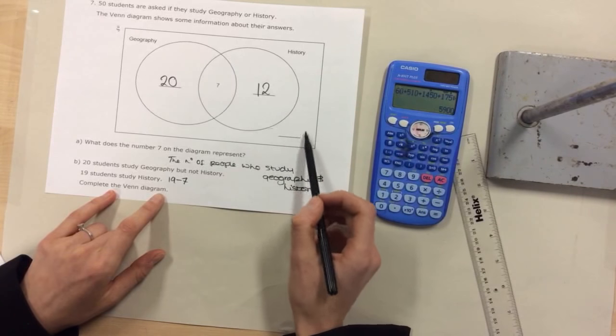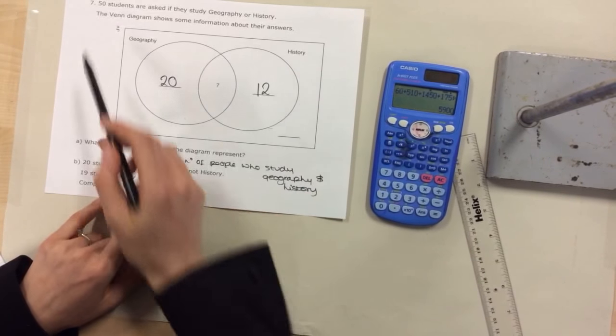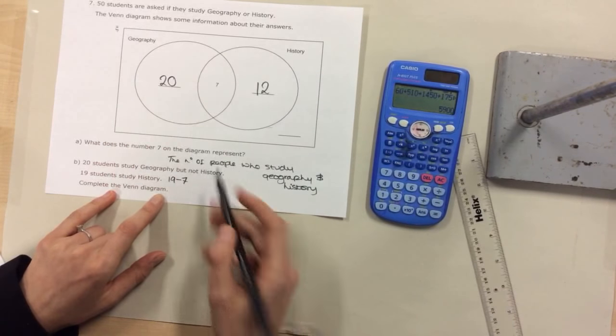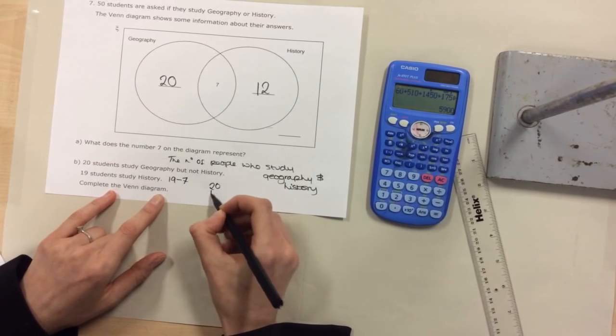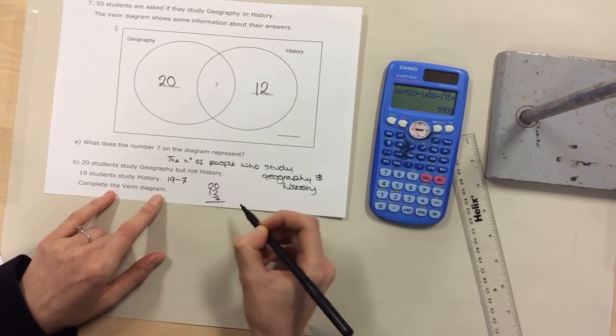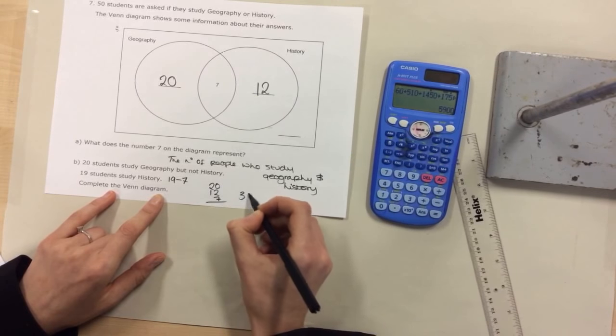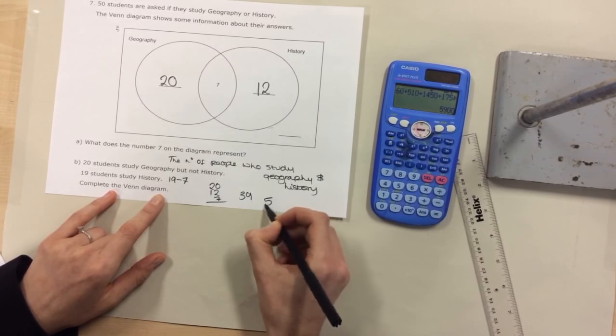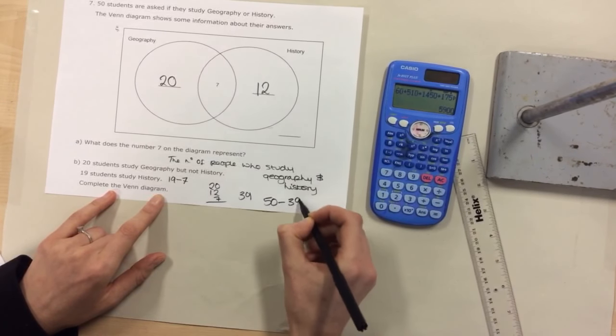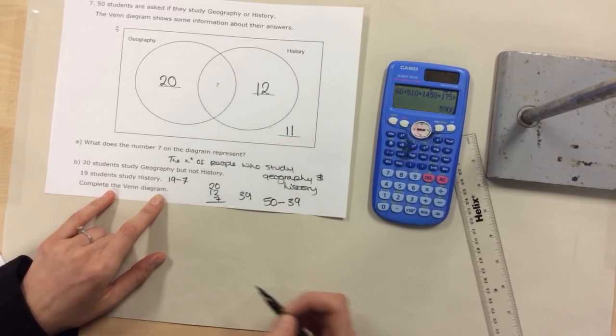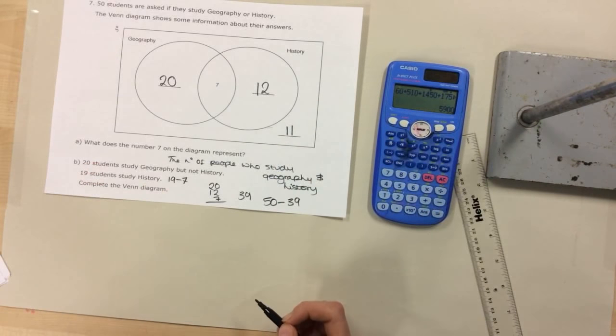Now I've still got a number that I need to put here, because I'm told in the question that 50 students are asked. So I've got 20, 12 and 7, and when I add them up together I get 39. And I know it's got to sum to 50, so 50 minus 39, that means 11 study neither geography or history.